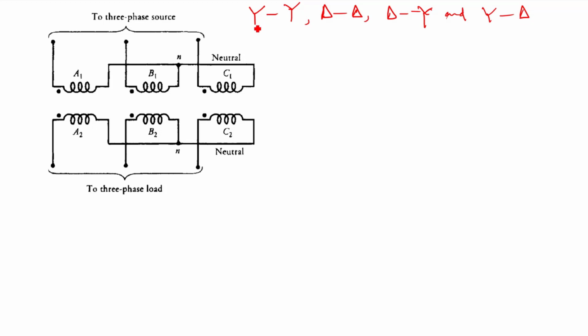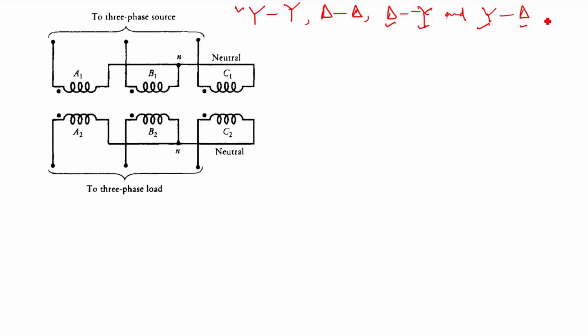That means star-star means your primary is star, secondary is star. Delta-delta means primary is delta, secondary is delta. Delta-star means your primary is delta and secondary is star. And star-delta means the primary side is star and the secondary side is delta.